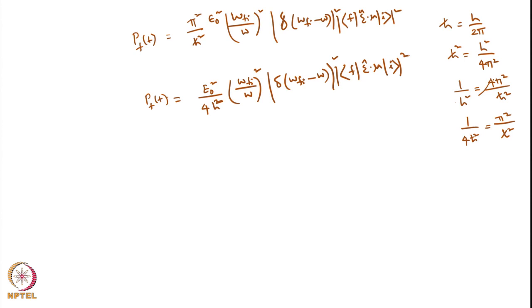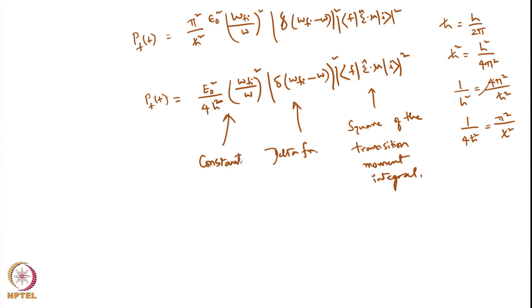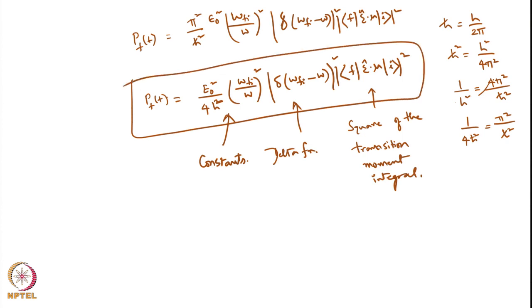Essentially the functional form still remains the same. It will have the square of the transition moment integral, and then you will have this delta function and some constants. Now the problem here is how this equation will behave. That is what we want to look at.